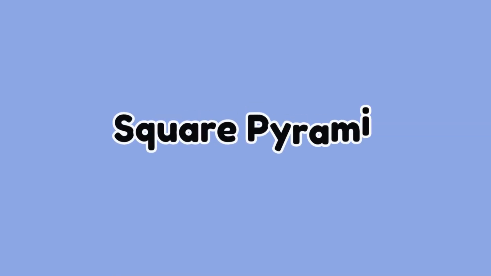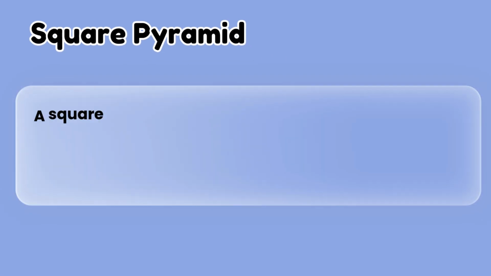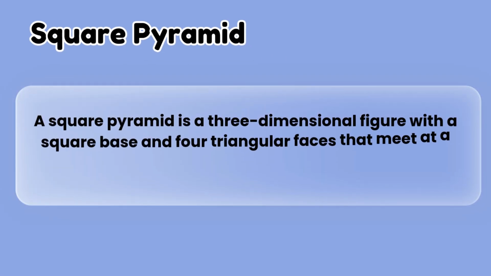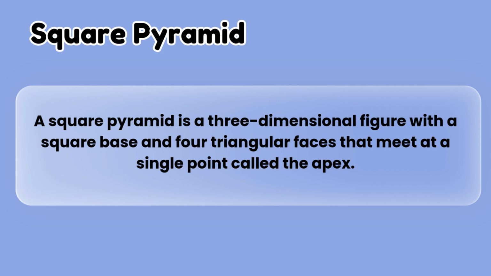Now let's start with the volume of a square pyramid. But before we proceed, let us first define what a square pyramid is. A square pyramid is a three-dimensional figure with a square base and four triangular faces that meet at a single point called the apex. Take a look at the following figures to see and identify the different parts of the square pyramid.